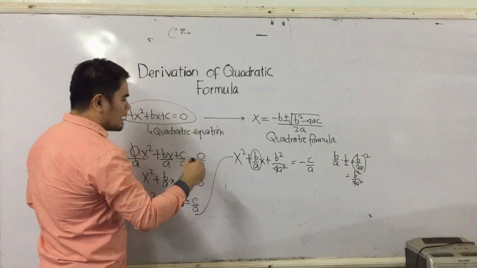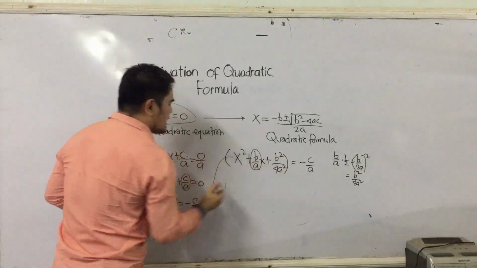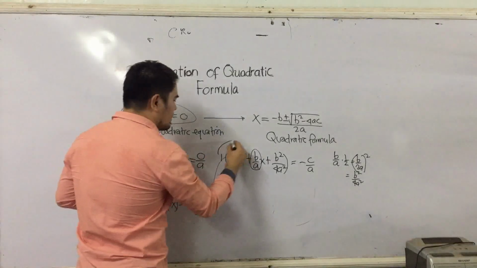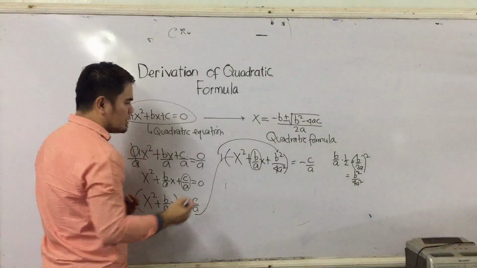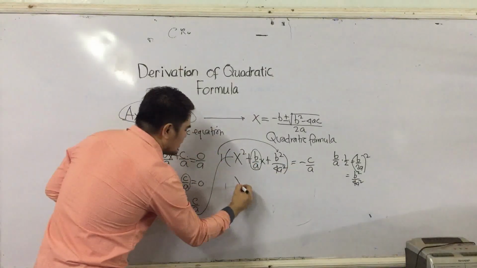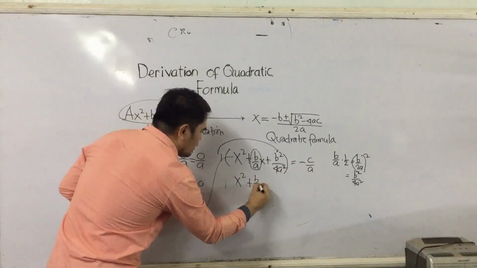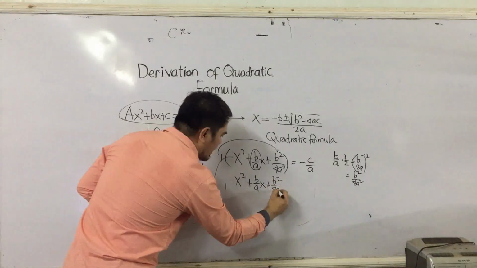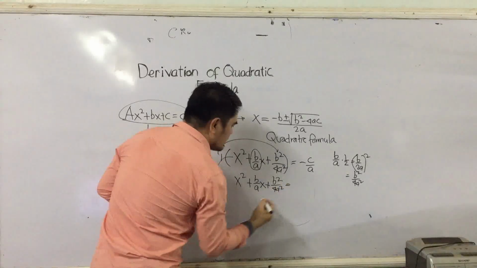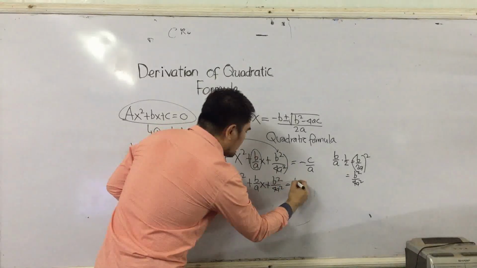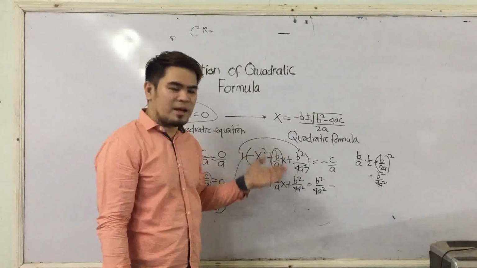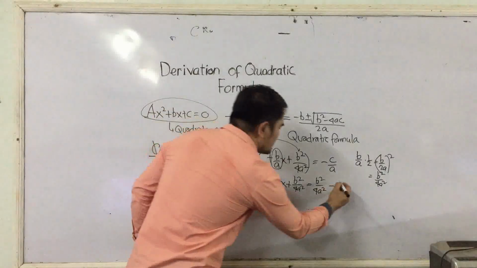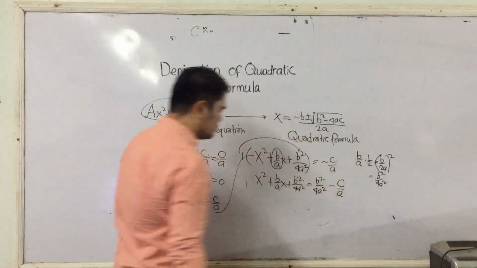And then after that, since this is inside the quantity, we have our numerical coefficient 1, we need to multiply it to the third term, then add to the constant. So x squared plus b over a x plus b squared over 4a squared equals b squared divided by 4a squared minus c over a.